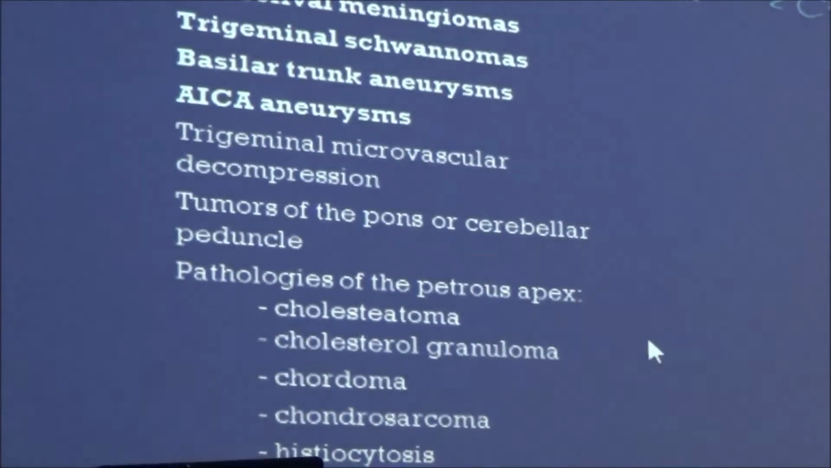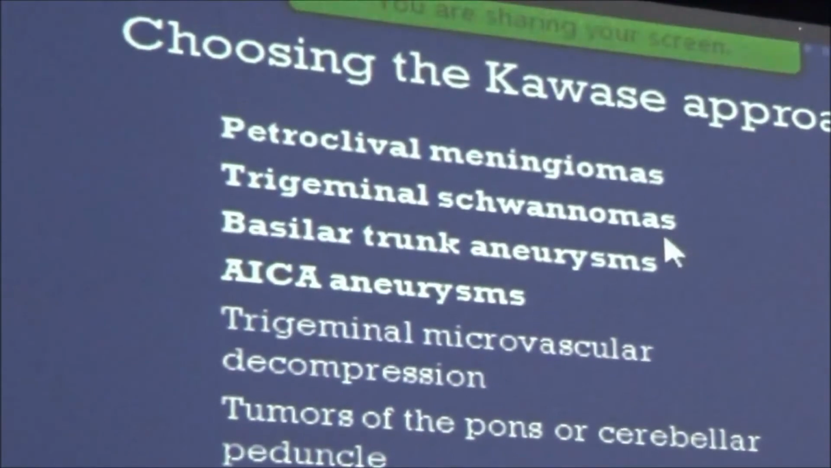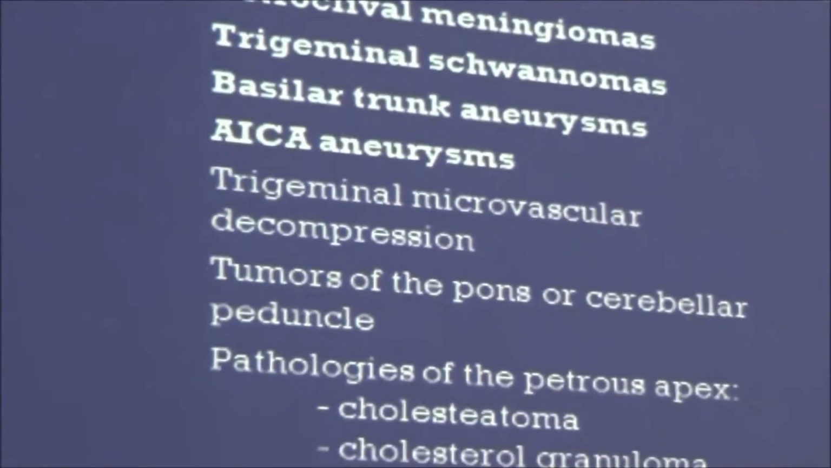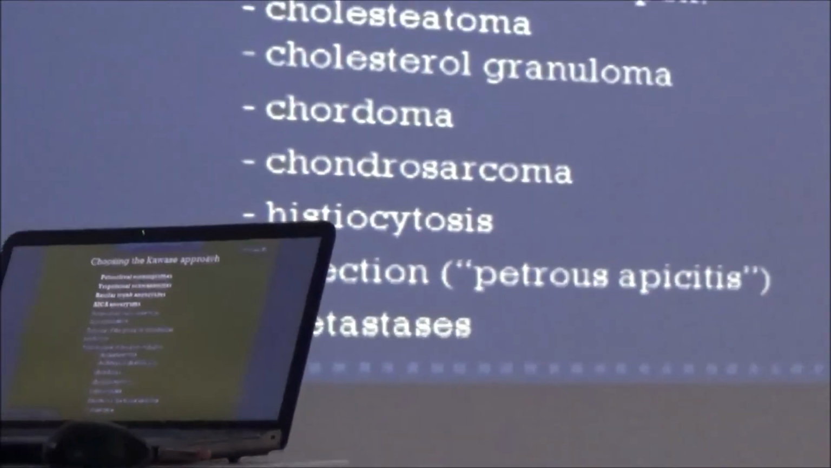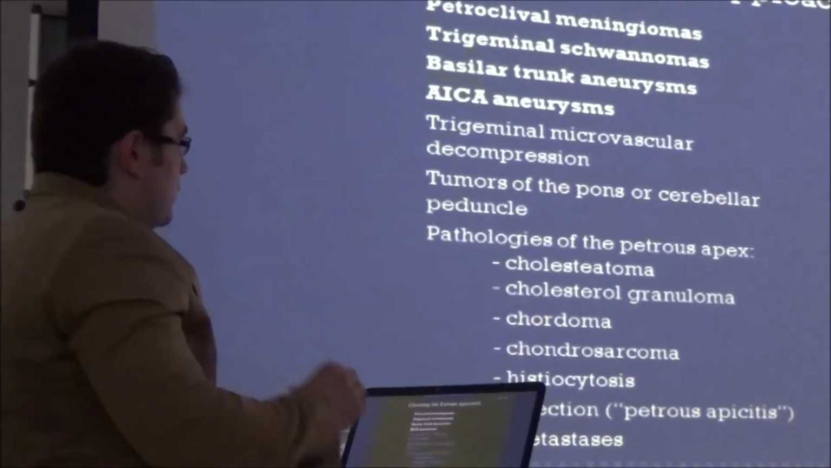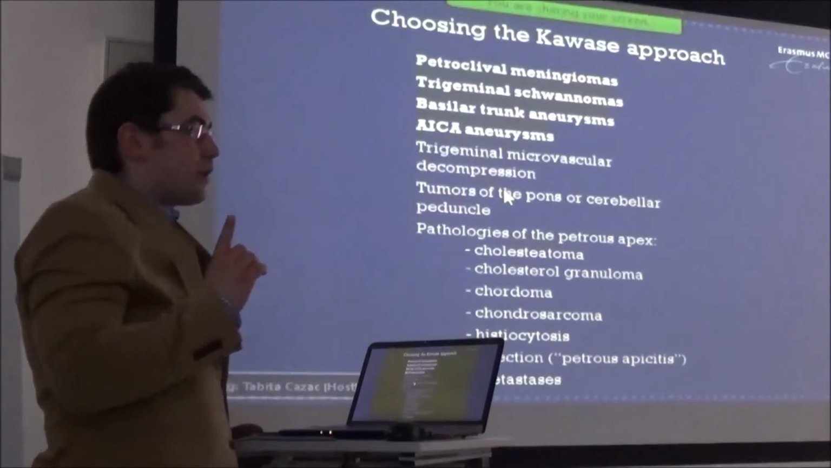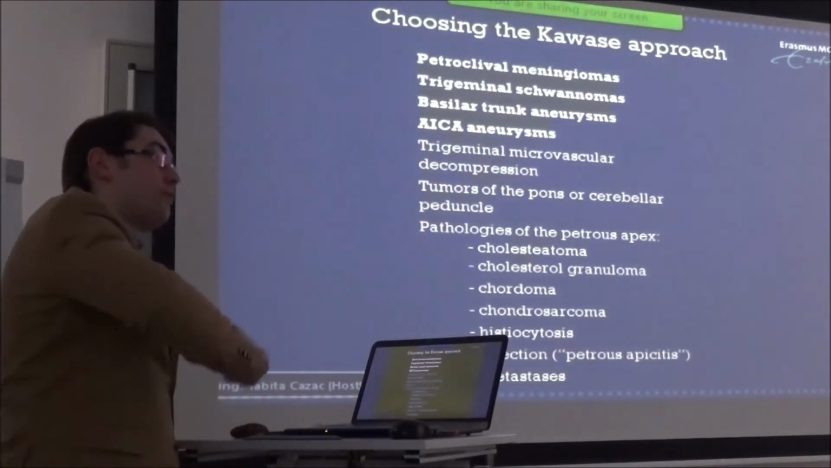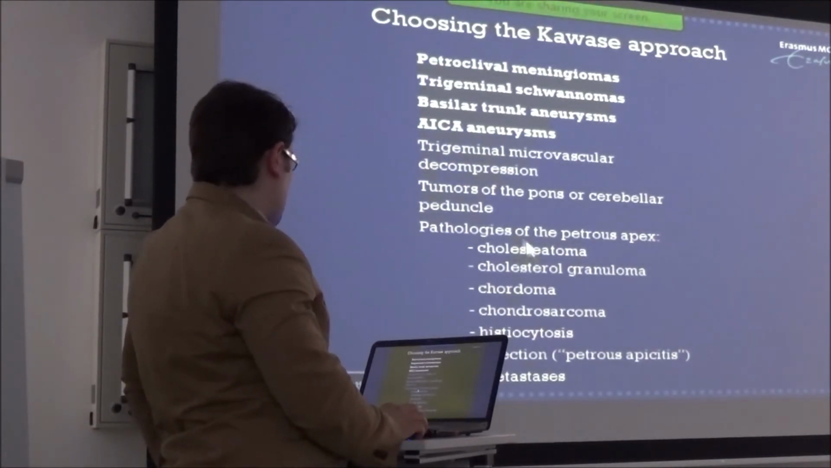Now, why would you choose the Kawase approach? I've told you this. So it's obviously for petroclival meningiomas or for trigeminal schwannomas, especially the aggressive ones, especially the ones that are growing to the posterior fossa, basilar trunk aneurysms, but also some basilar bifurcation aneurysm. It's not the one of choice, and ICA aneurysms, but also trigeminal microvascular decompression. If the ICA is making a loop that's going towards the root of the trigeminal nerve from below, then you might also want to try this instead of a Janetta.